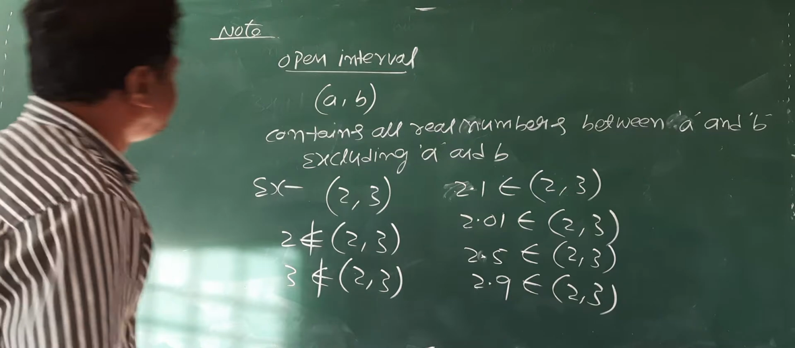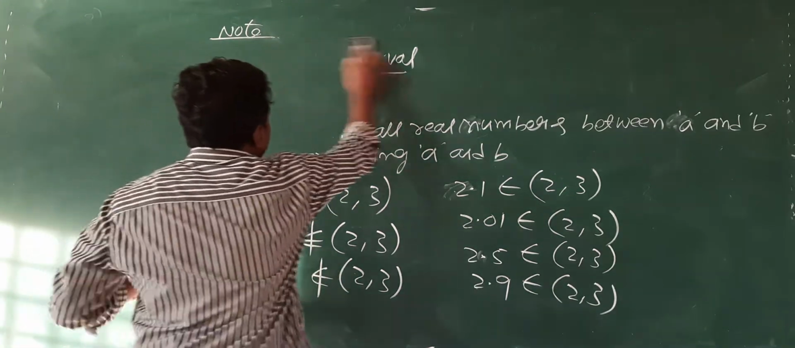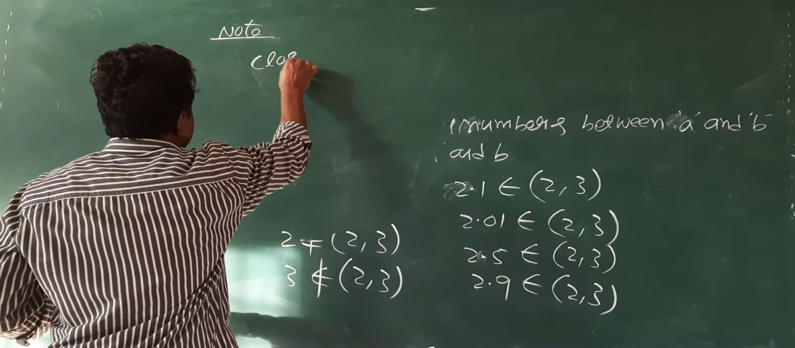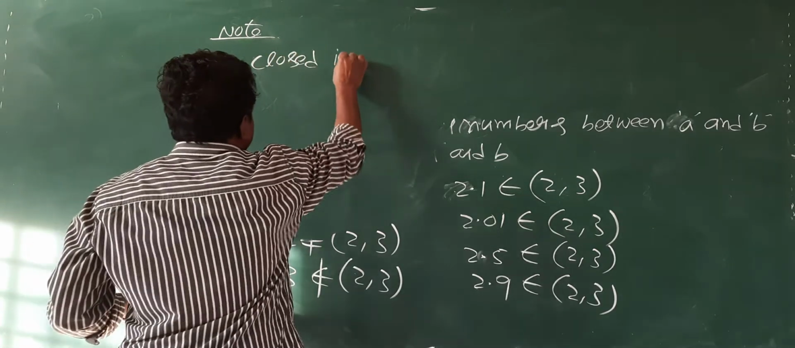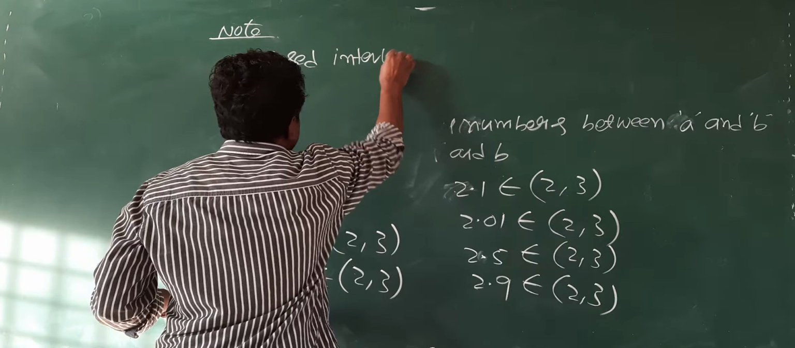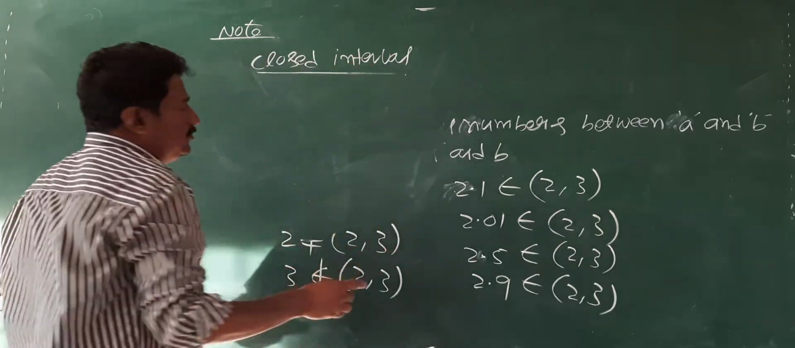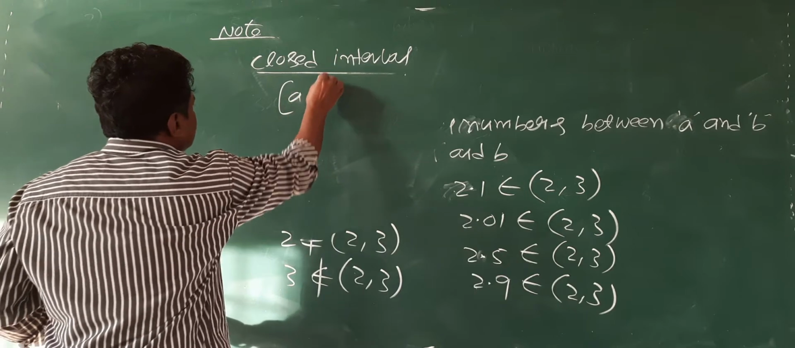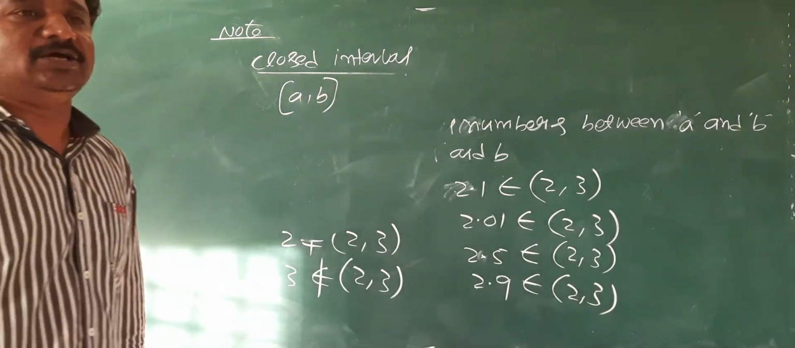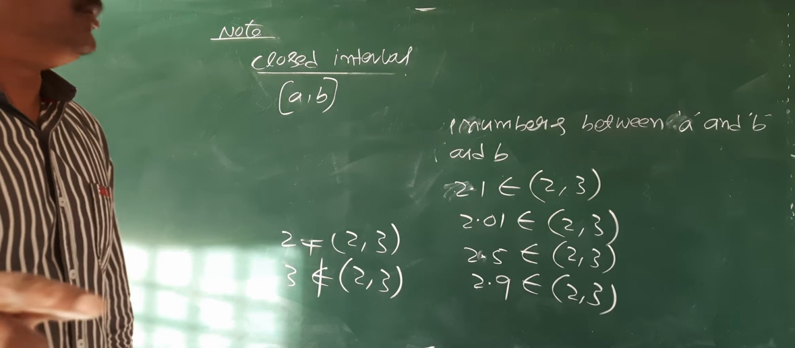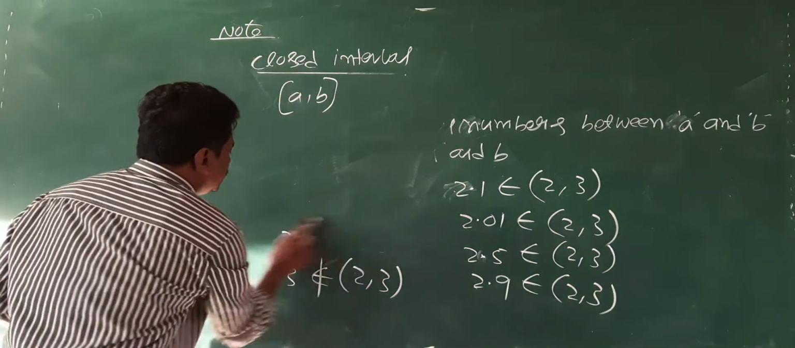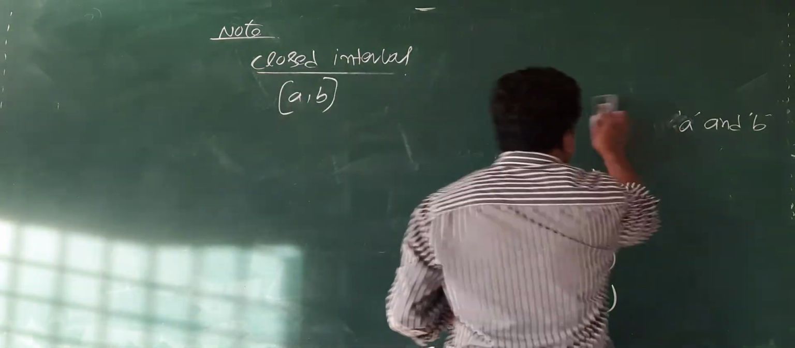So next, write closed interval. We represent closed interval this way. We use a big bracket, a square bracket, for closed interval. So write this, you know very well.